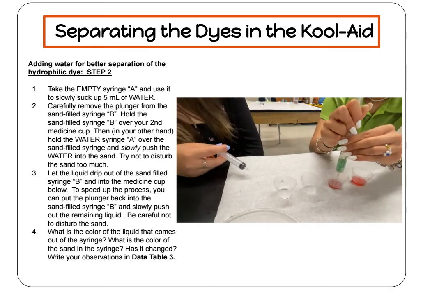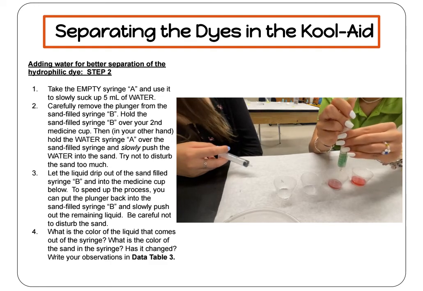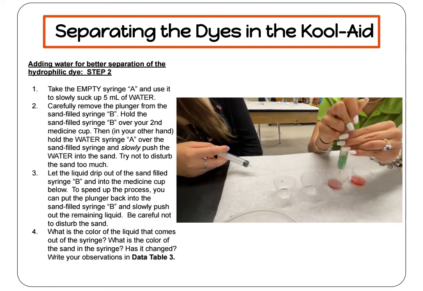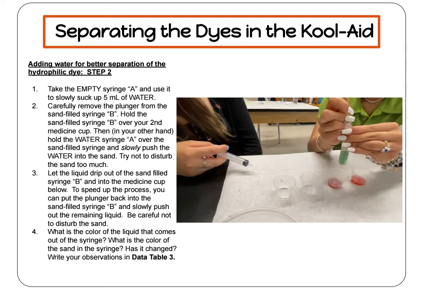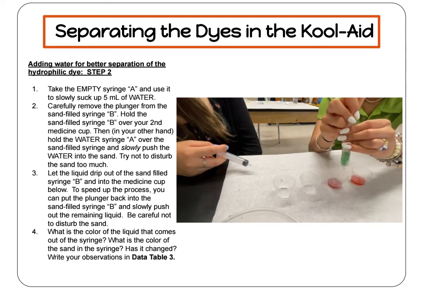As you do this, take note of what you see. What is the color of the liquid that comes out of the syringe? What is the color of the sand in the syringe? Has it changed? Write your observations in Data Table 3.